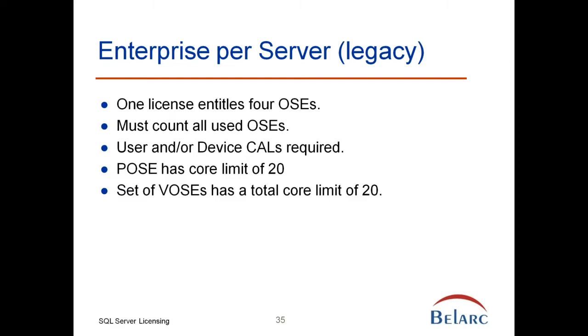Okay, so now we'll turn to the Enterprise Edition. And I mentioned there is a per server license available, but it's only legacy. So you had to have bought Enterprise per server way back around 2012 or so. If you do have that, what you're entitled to is to run in 4 OSEs on a given physical server. So you can run directly in the physical server, or you can run 4 virtual machines. You do need CALs, and there is a hardware limitation, so you can't go above 20 cores. So this legacy machine cannot be as powerful as you could do with today's per core licensing.